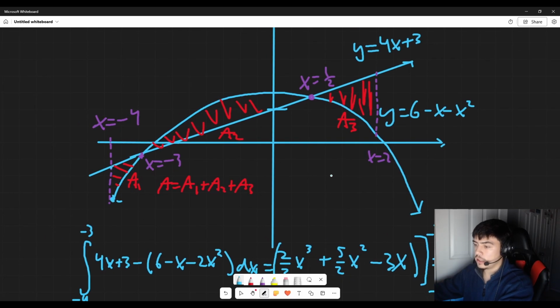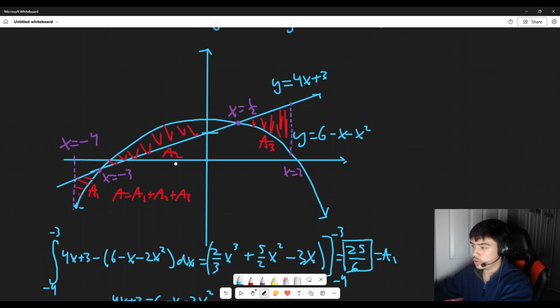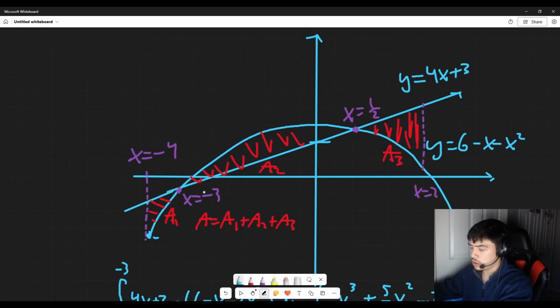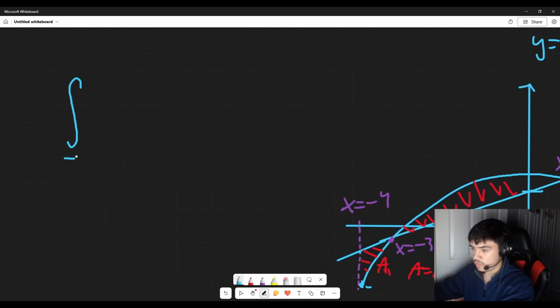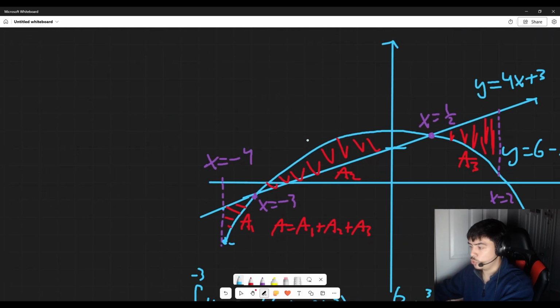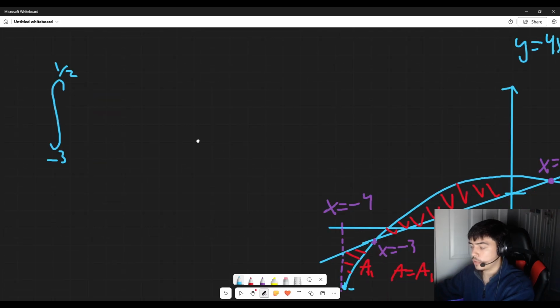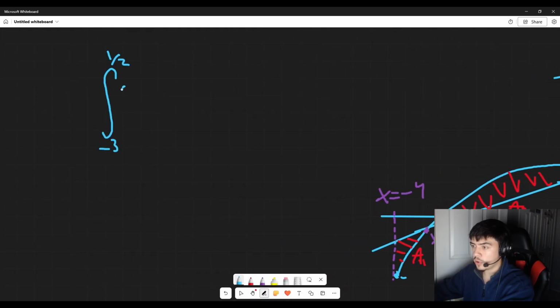So the next area is going to be this area bounded between the curves right here, this middle section. And we already know what the bounds are. It's from negative 3 to 1/2. So we can go ahead and set up the integral from negative 3 to 1/2, and then top curve minus our bottom curve. And in this case, our top curve is going to be the parabola 6 minus x minus 2x squared, and then minus the line 4x plus 3 dx.